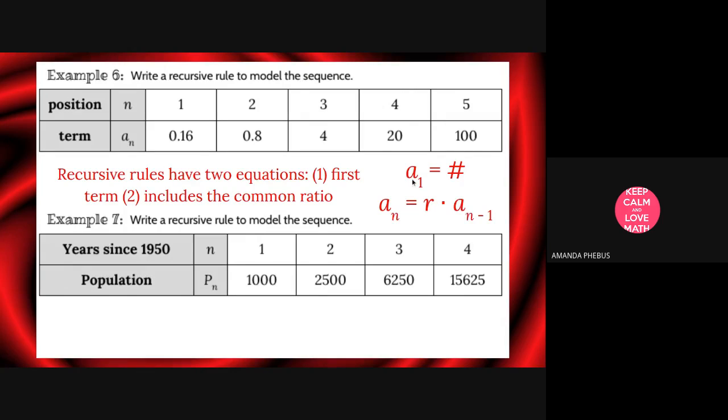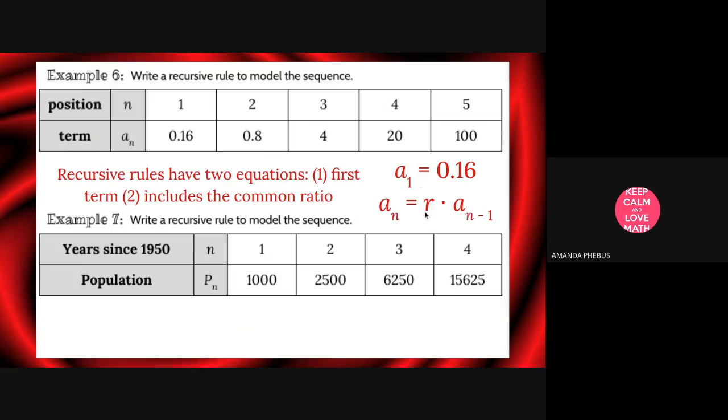So the first term is whatever's in the first position. So it looks like a sub 1 equals 0.16. And then we have to figure out what we're multiplying by. Our numbers are definitely getting larger, and it might be hard to tell down here, but remember, to find your common ratio, you take the second number and divide it by the first number. So a number on the right divided by the number just to its left. So 20 divided by 4 is 5. So our common ratio is 5.